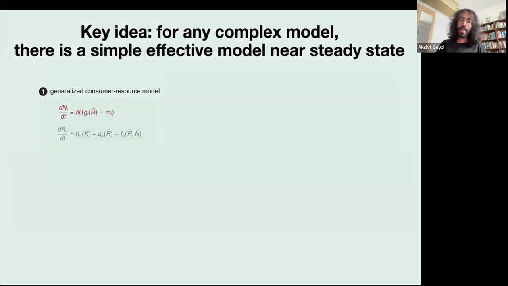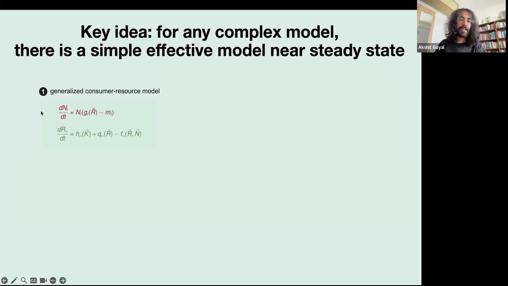And so I won't go through all of the math, but I just want to give you the key idea of what is relevant here, which is that for any complex model that you might write down, there is a simple effective model near steady state. And that simple effective model near steady state actually looks exactly like a MacArthur consumer resource model. And that actually highlights why these kinds of consumer resource models that we write down, that are admittedly very simple, seem to work so well very often, especially when you make small perturbations.